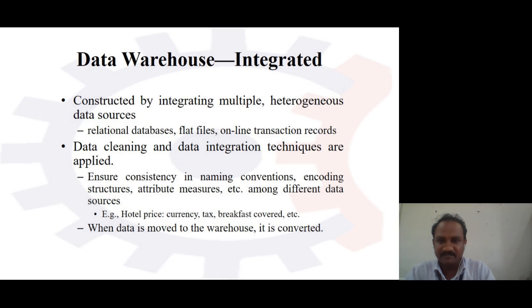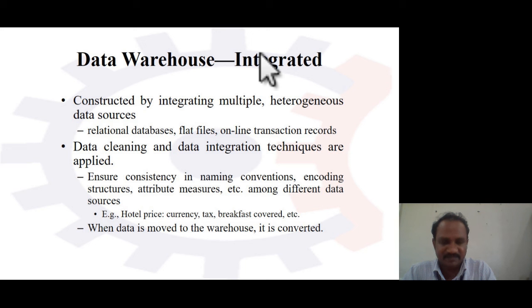Second one is integrated. See, a data warehouse collects data from a number of sources, and those sources may be anything: relational databases, flat files, online transaction records, internet, online processing, online transactions, and so many things which are used for creating data, and that is used in the data warehouse. So integrated means, suppose we are collecting the data of an Excel file, we are collecting the data of flat files, we are collecting the data of an XML file.